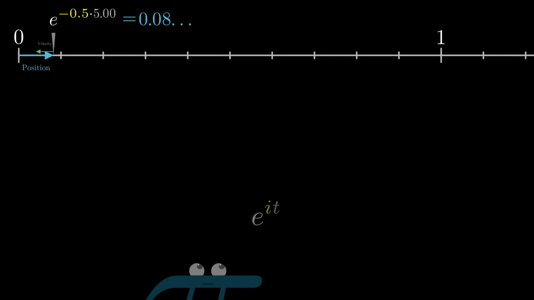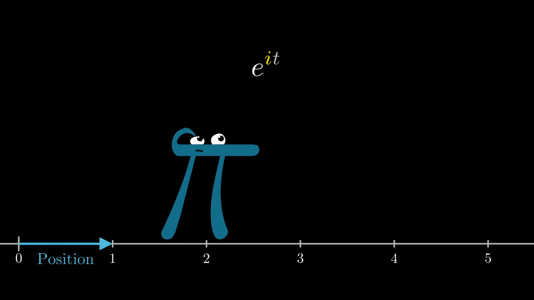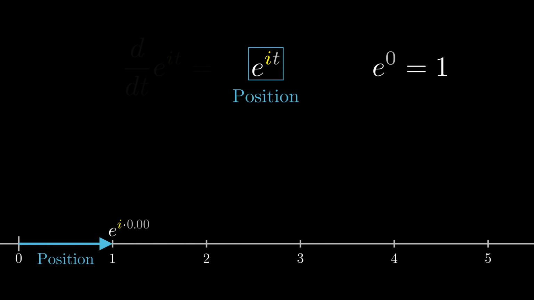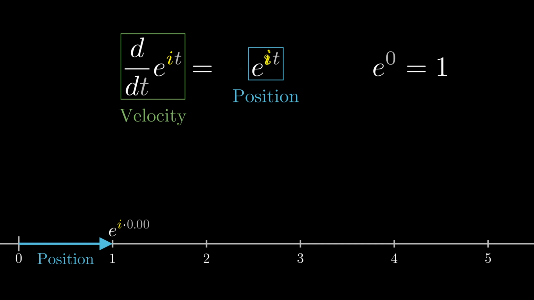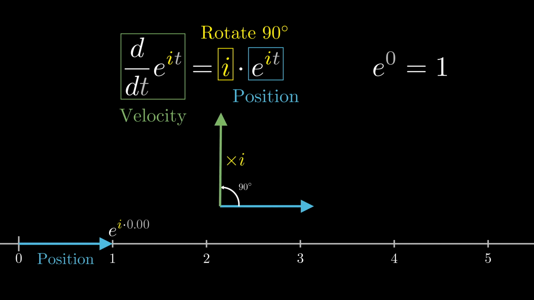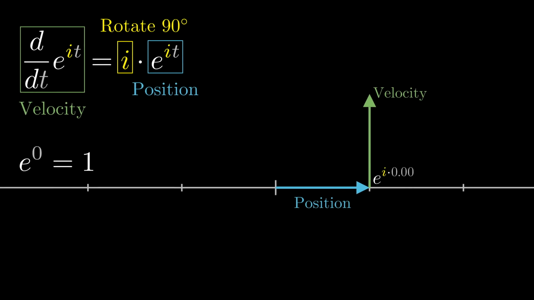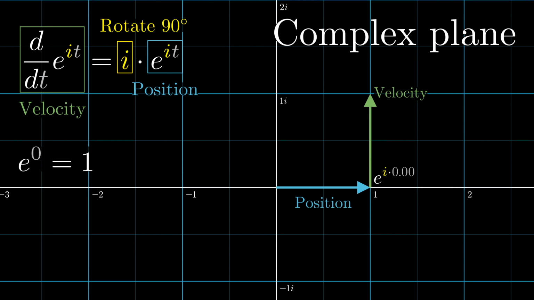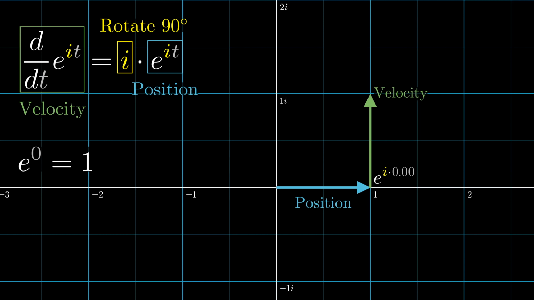But what about if that constant was i, the square root of negative 1? If your position was always e to the it, how would you move as the time t ticks forward? Well, now the derivative of your position will always be i times itself, and multiplying by i has the effect of rotating numbers 90 degrees. So, as you might expect, things only make sense here if we start thinking beyond the number line and in the complex plane.